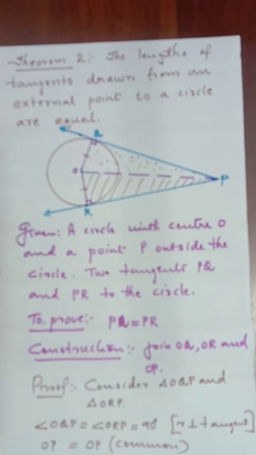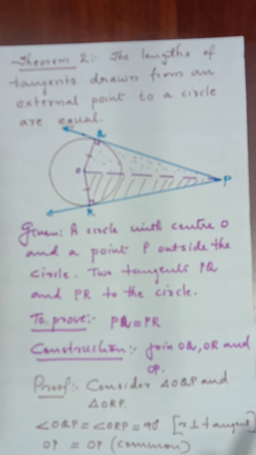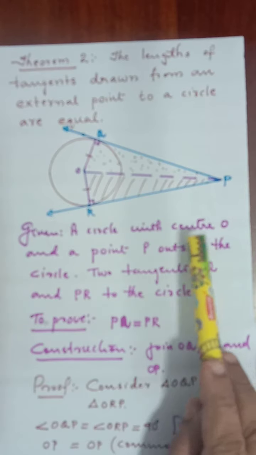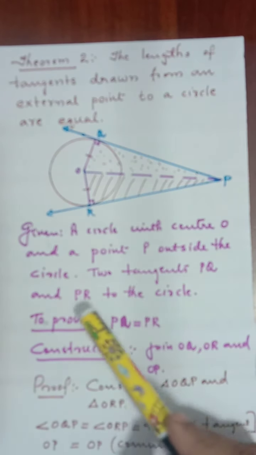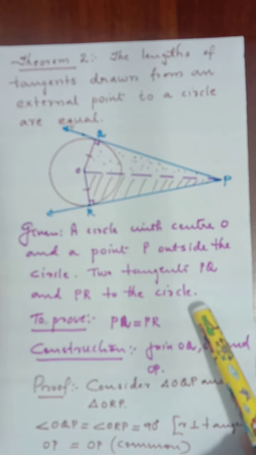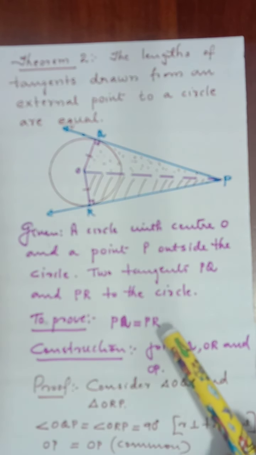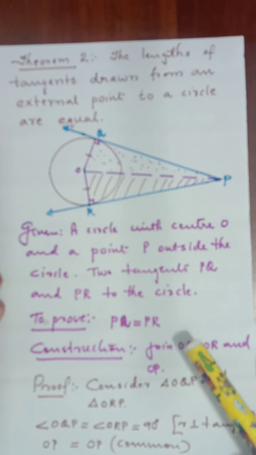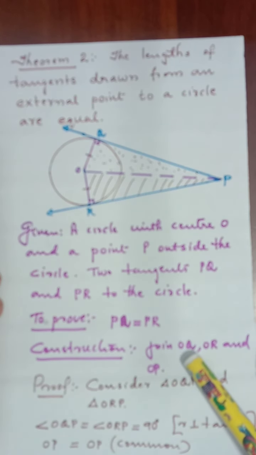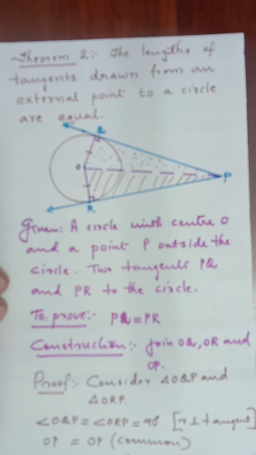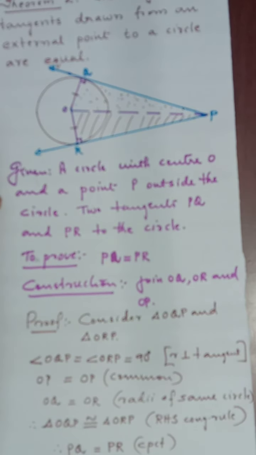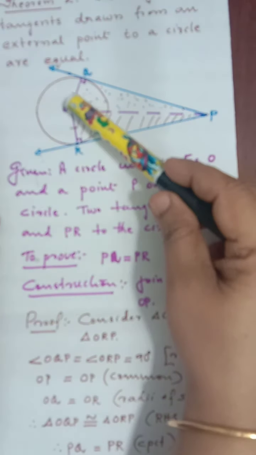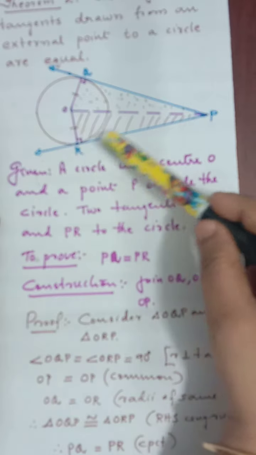As I mentioned, you can see the steps. Given a circle with the center O and a point P outside the circle. Two tangents PQ and PR to the circle. Now to prove PQ is equal to PR. See the construction: join OQ, OR and OP. Then we consider two right triangles. Which are they? Consider triangle OQP. Look at OQP and ORP.